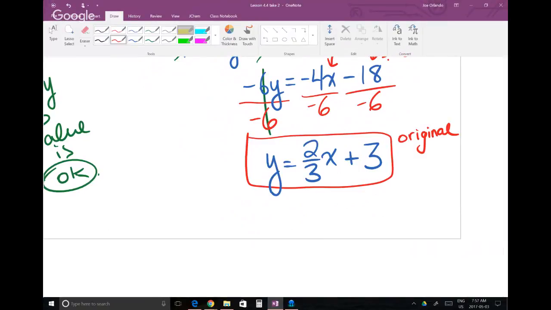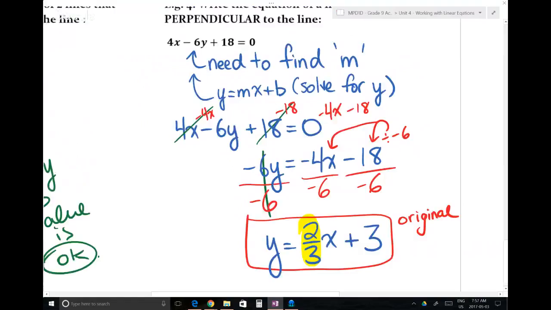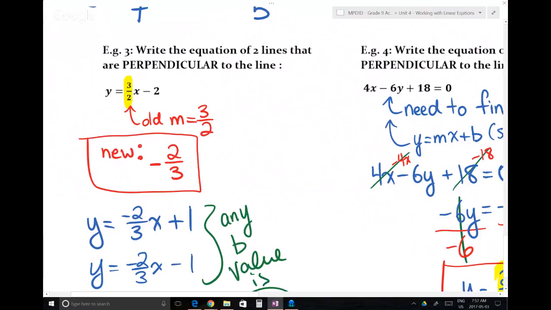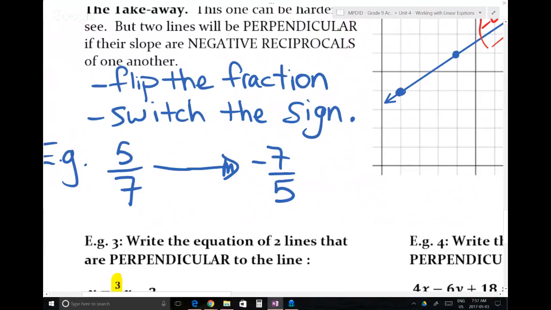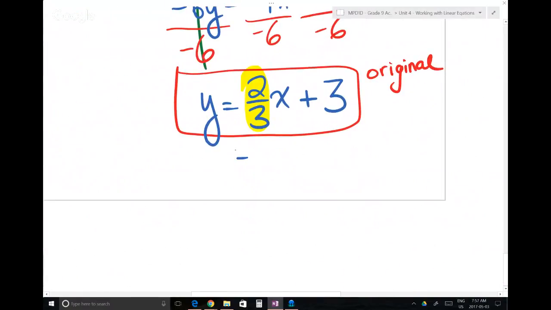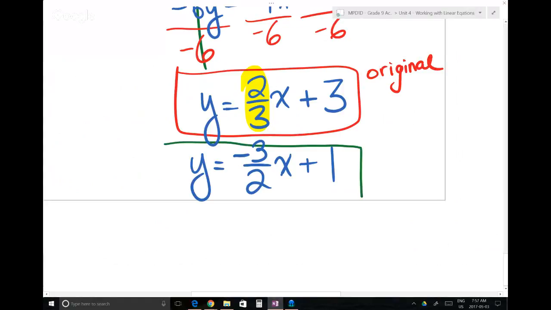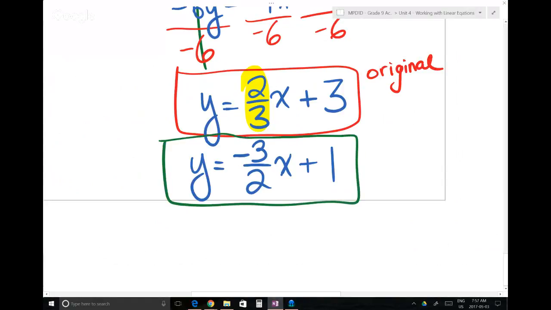Now let's keep in mind that we need to make a perpendicular slope. So what is perpendicular to that? Well, perpendicular slopes are negative reciprocals. So if I switch the sign and flip the fraction, it'll become a negative reciprocal. So in this case, 2/3 is going to become negative 3 over 2x. So y equals negative 3 over 2x, and you can pick any b value you want, and you will get a perpendicular line. I'm going to pick plus 1, but you could just as easily have picked anything else you want. That's the worst box anyone could have drawn around something. So this is the perpendicular line.